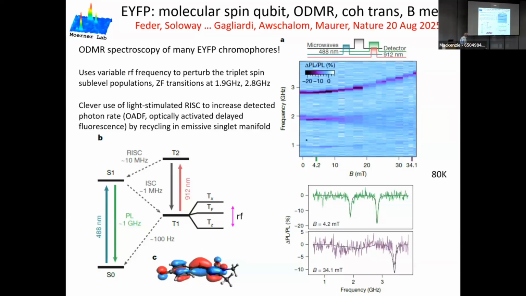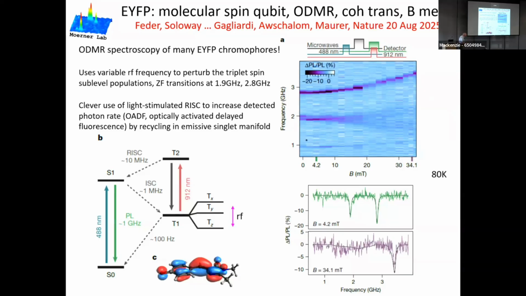You can work in zero field if you want to. You don't need to apply a field, but if you do, you see the shifting of the resonances and so on. At a specific single field, you see these dips in the emission, just like I showed you in the pentacene-in-para-terphenyl case. What's going on is that the RF radiation, when it's in resonance, changes the mixture over the three spin sublevels, so you alter the triplet lifetime, and therefore you alter how much light can be detected back in the fluorescence channel.